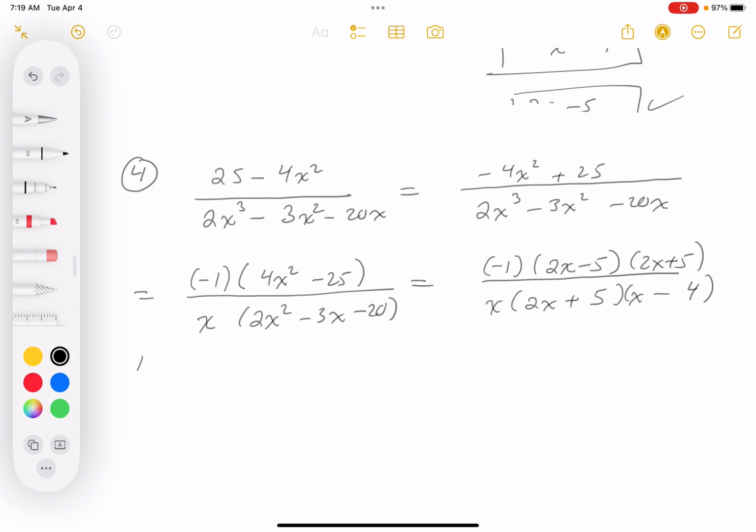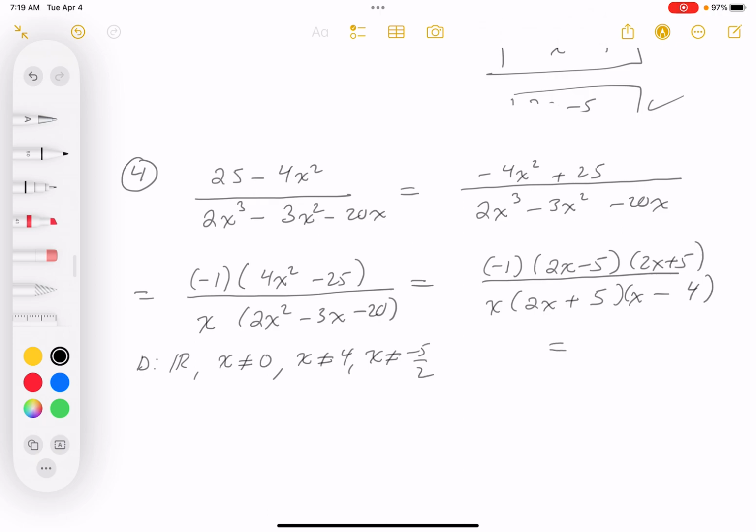Let's break the domain down now. The domain is all real numbers, but x can't be 0, because you'd have division by 0. X can't be 4, you'd have a division by 0. And x cannot be equal to, well, 2x plus 5 becomes 0 at minus 5 halves.